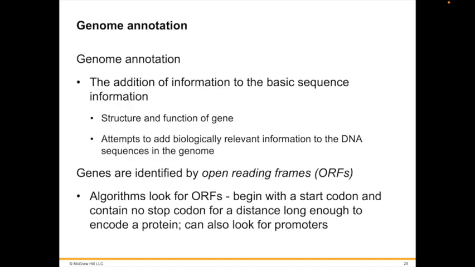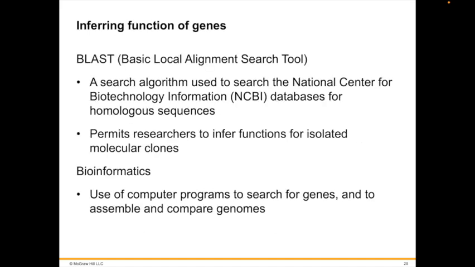Genome annotation. So the addition of information to the basic sequence information. So you have the structure and function of the gene, and then attempts to add biologically relevant information to the DNA sequences in the genome. So genes are identified by open reading frames. So algorithms look for those open reading frames. They begin with a start codon, that's AUG, and contain no stop codon for a distance long enough to encode a protein. And they can also look for promoters in that promoter region.